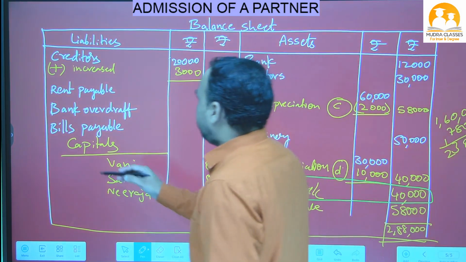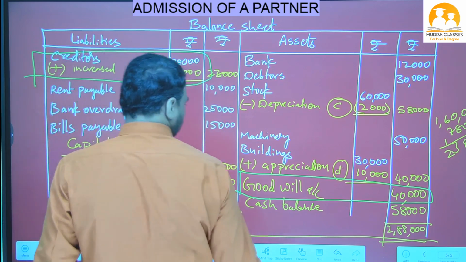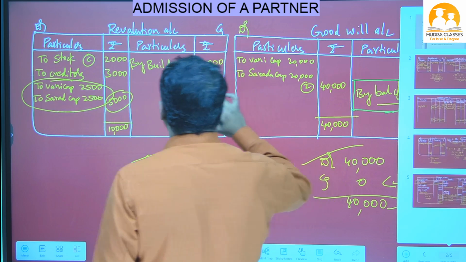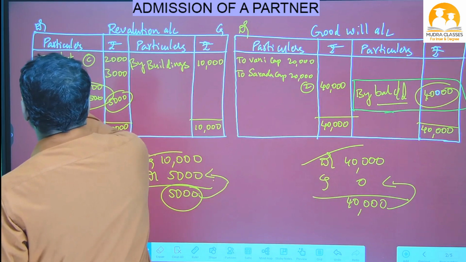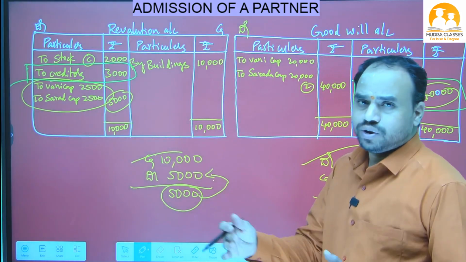And here creditors were previously not given. In this problem creditors are given, increased. So where will it come? In the revaluation account, on the credit side it will come, or on the debit side it will come. So like this you have to check what is new in the problem.